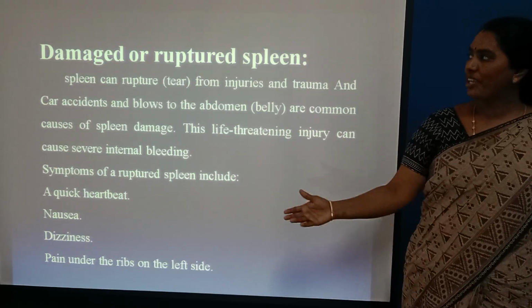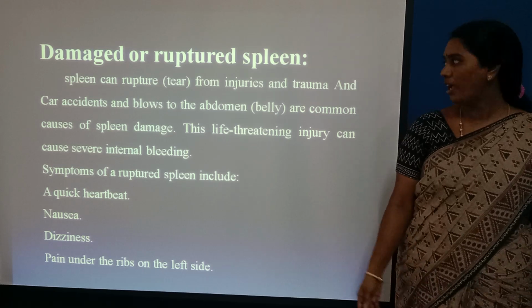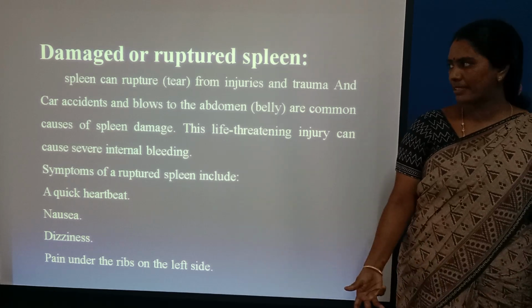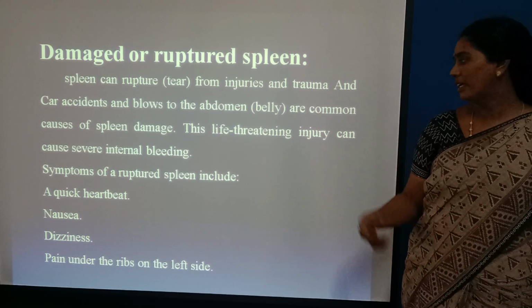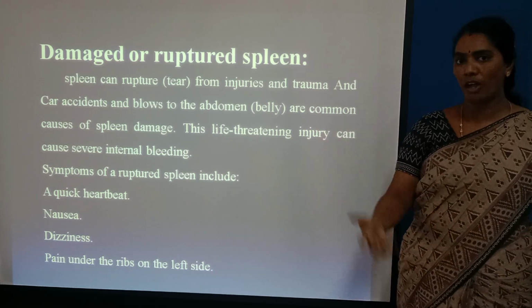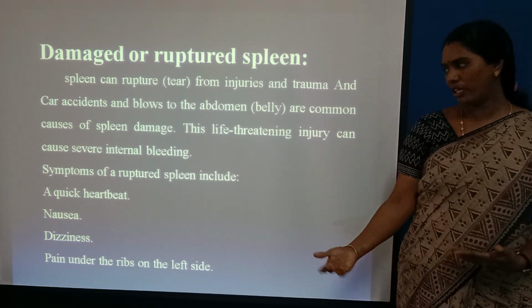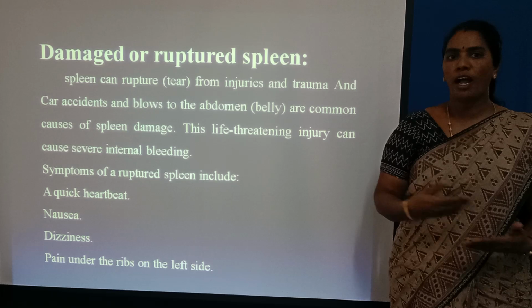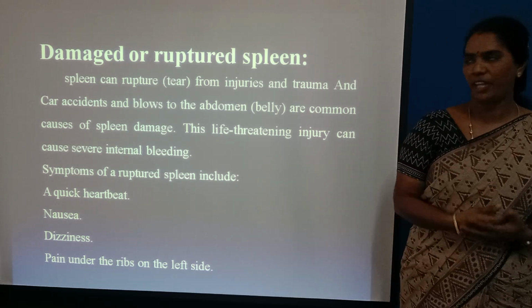Next, move on to a damaged or ruptured spleen. The spleen can rupture from an injury or trauma, such as a car accident, which is a life-threatening injury. A life-threatening injury can cause severe internal bleeding. The symptoms of a ruptured spleen are a quick heartbeat, nausea, dizziness and pain under the rib cage.